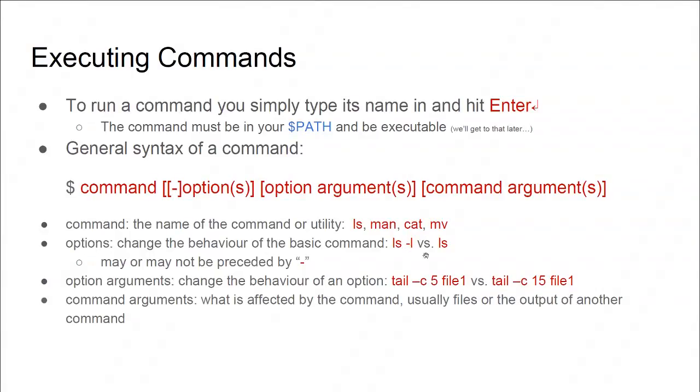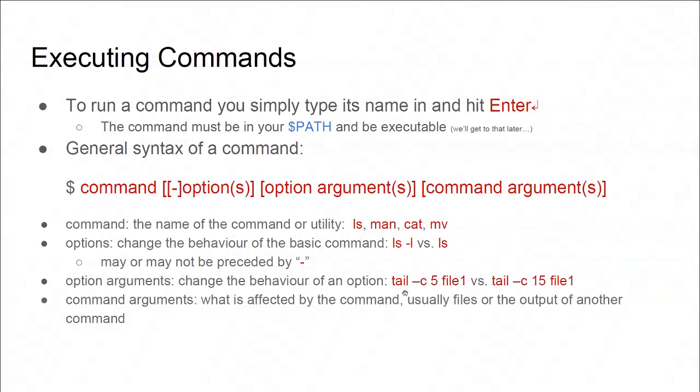Options change the behavior of the basic command. So if you run the ls command, you'll get an output of the files in a directory. If you add the -l option, then it will print a long listing of the files in your directory, showing you further details. One thing to note is that the command syntax is not uniform. Some commands require that options are preceded by a hyphen. Some allow you to specify options without a hyphen, so the ordering of the options in the command is important. Options themselves can have arguments, which will change the behavior of the option.